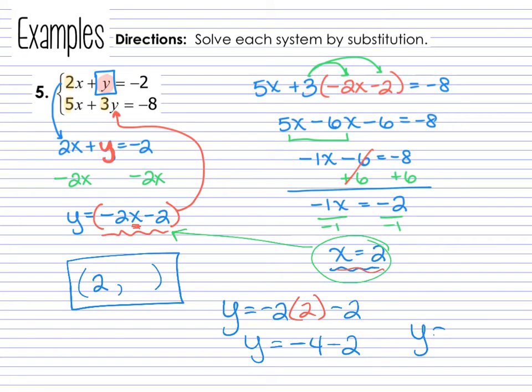I'm going to come over to the right here. Y is equal to negative 4 plus a negative 2, which is negative 6. There's my y value. So for my final answer, I've got to take that y coordinate and plug it in my point. My final answer is 2 comma negative 6.